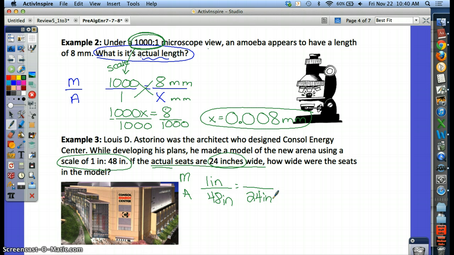And what do I want to find? It says how wide were the seats in the model. So this is my x. Inches, inches, these are going to be inches, inches.